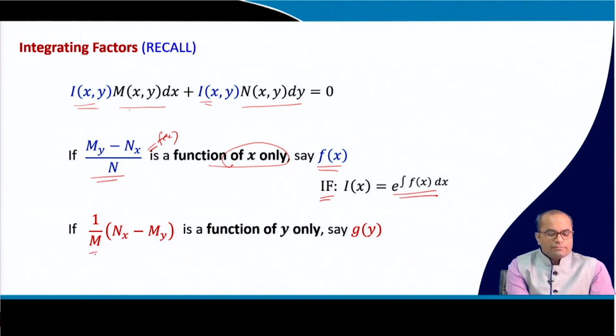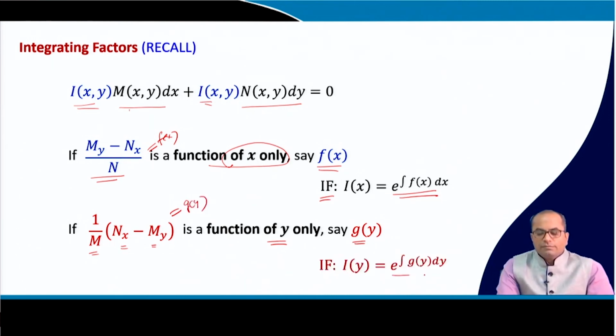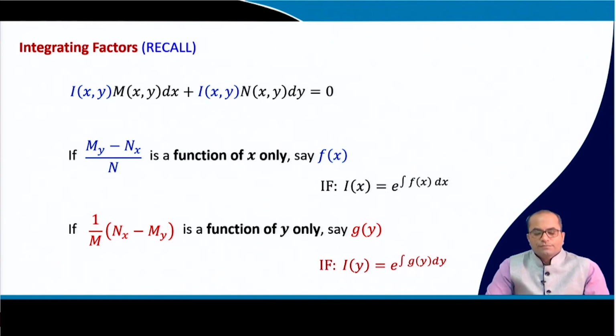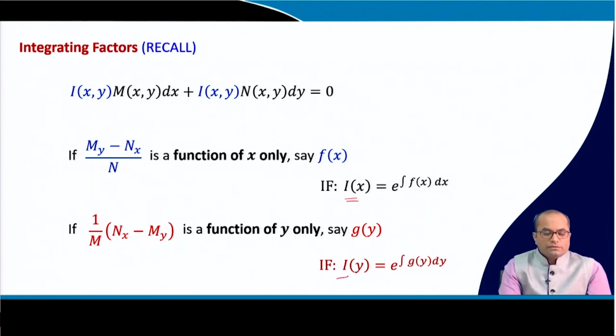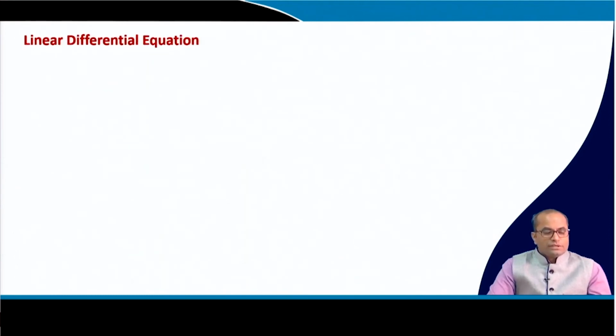There was another formula: if 1 over (Nx minus My) is a function of y only, let us call this term g(y). In that case the integrating factor will be e to the power integral g(y) dy. There were several other ways to identify the integrating factor, but now we will just focus on these two for the linear equation.